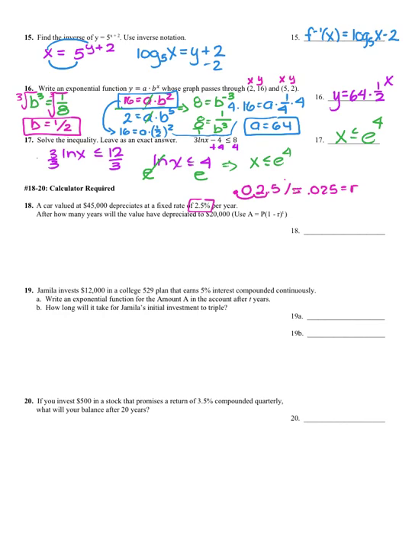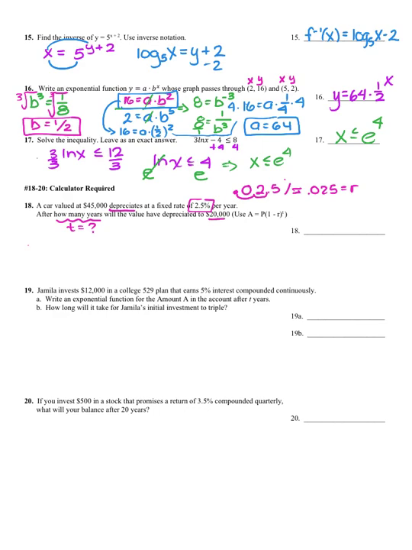All right. A car valued at $45,000 depreciates at a fixed rate of 2.5% per year. After how many years, so we're going to try and solve for t, will the value have depreciated to $20,000?